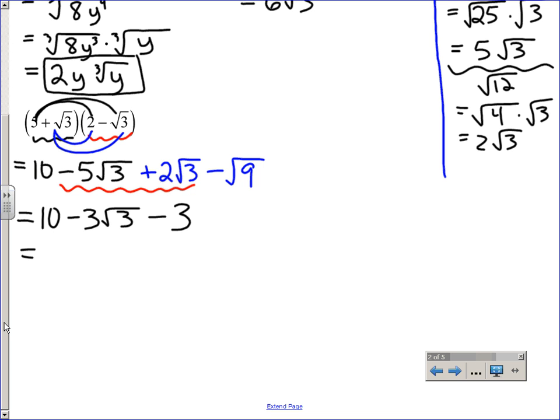Now I do have two numbers that are alike, just the 10 and the -3. There's no radicals with them. They're just regular numbers. 10 minus 3 is 7, and then minus 3 squared of 3. We cannot do anything with that. Okay, it's not a like term.